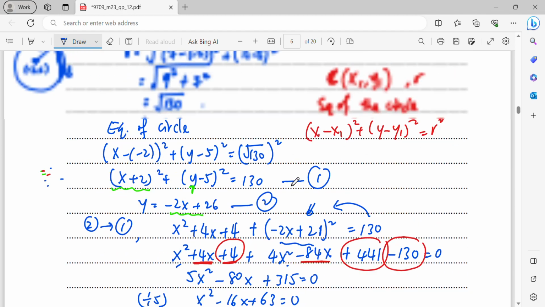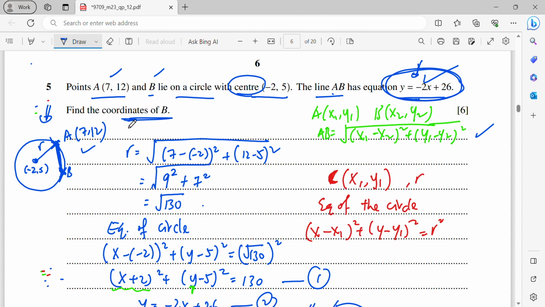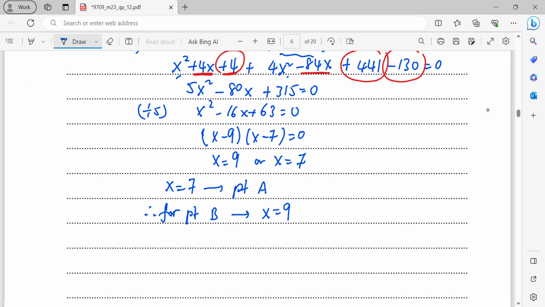So now, from the question, we need to get the coordinates of point B. That means you need to find the y coordinate as well. So now you can just substitute into the line AB to get the y coordinate of B. So I will write y equals negative 2x plus 26. Then I'll replace the x by 9 to get the y coordinate. Then I will get minus 2 times 9, which is minus 18, plus 26, which is basically 8. Therefore, my B will have coordinates (9, 8). That's the solution for point B.